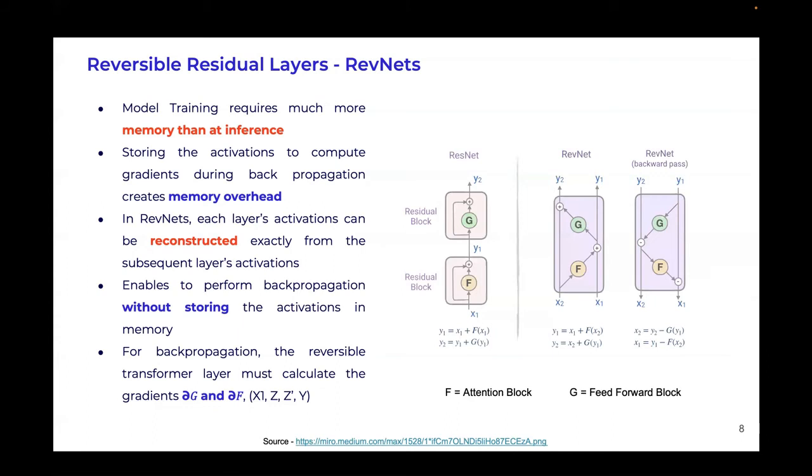But since during the backward propagation we are again reconstructing the activations, this might increase the time complexity. So obviously, there will always be a trade-off between the time complexity and the memory overhead. Here we are increasing the time complexity at the cost of reducing the memory overhead.